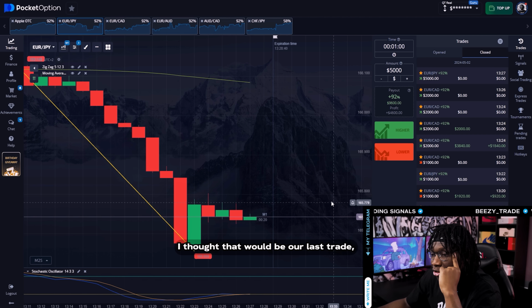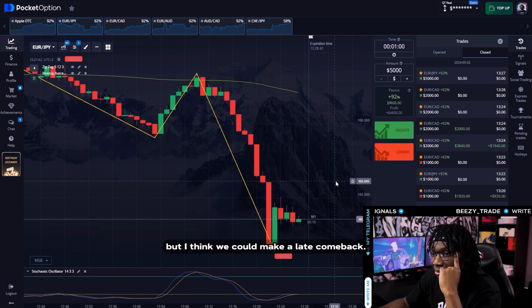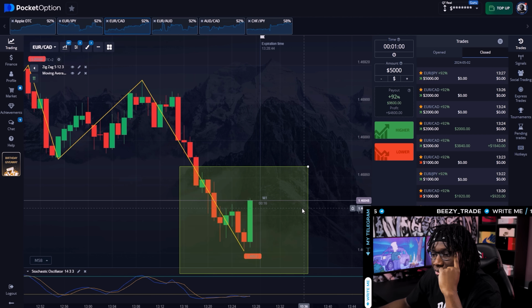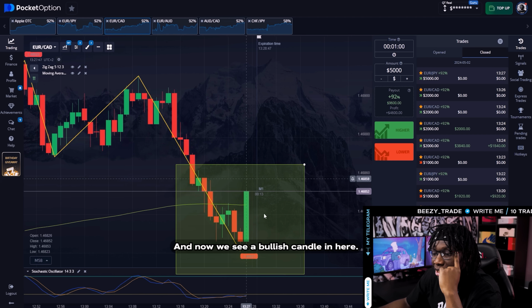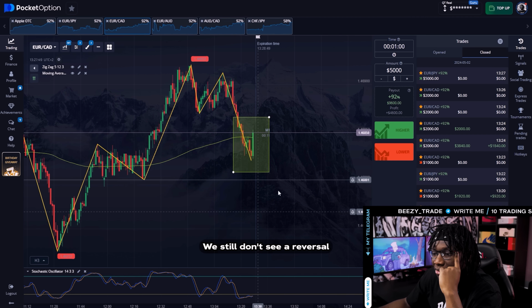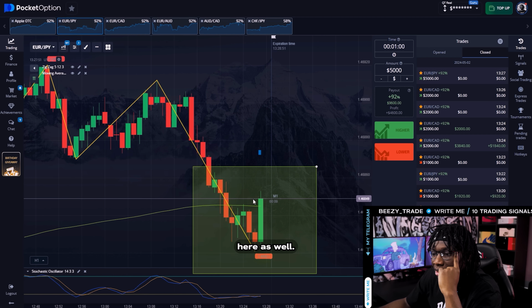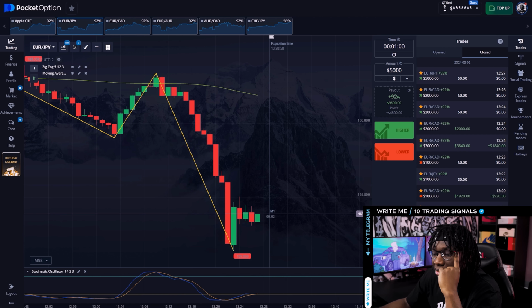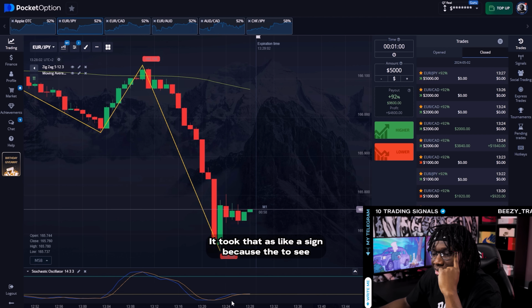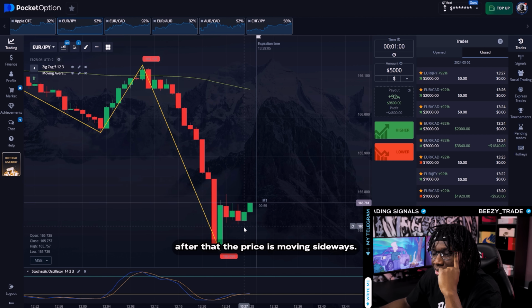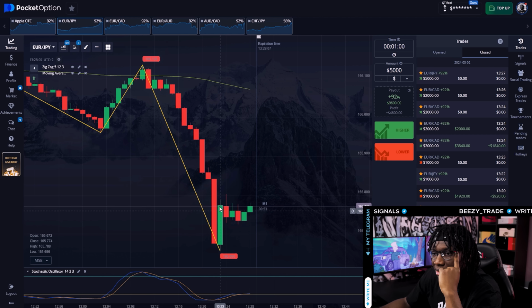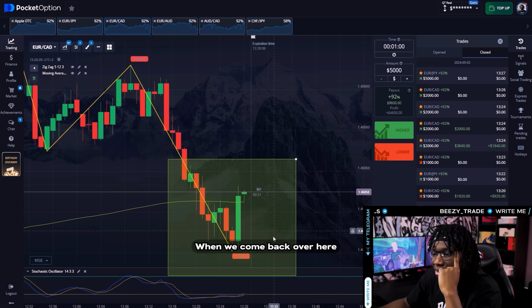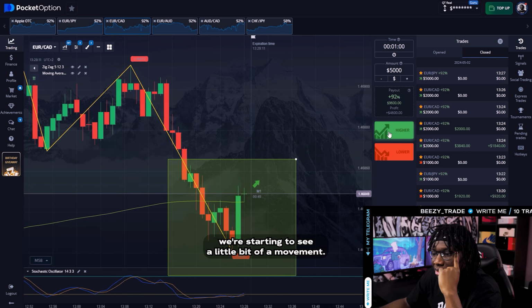I thought that would be our last trade, but I think we could make a late comeback. And now we see a bullish candle in here, but we still don't see a reversal. Here as well, I'm just gonna sit and wait. Price is still hanging around 20 here. So probably I should have took that as like a sign, because you see after that, the price is moving sideways.